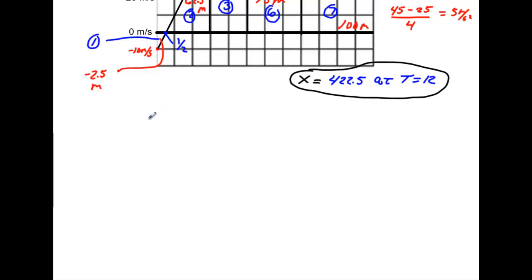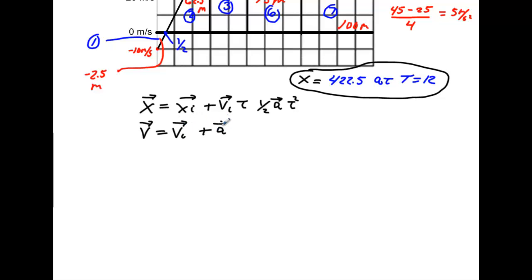What I'm going to do here is use the kinematic equations, and I'll write them down: x is going to equal x initial plus vi times t plus 1/2 a t squared. We're also going to use that v is equal to vi plus a t. So we're going to use these two equations and try to find out by using these that we can find the same position.